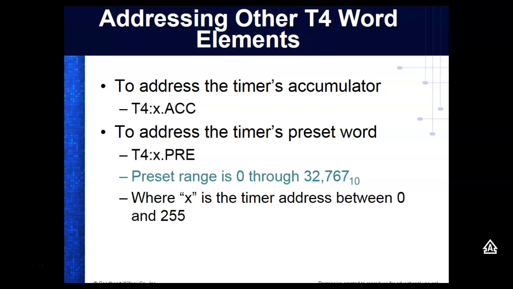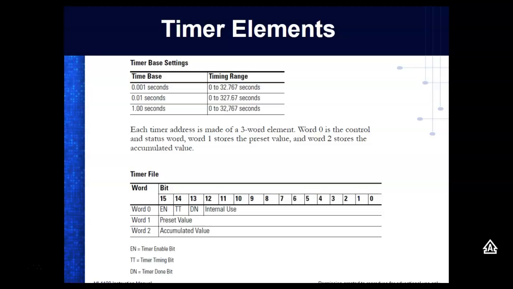To address the timer's accumulator would be T4, then the timer number, where X is the timer address between 0 and 255. If I want to address the preset register, or the preset word, excuse me, I'm getting into the book. The books call these registers, but they're words. We would use T4:X.PRE, where X is the timer address between 0 and 255. This actually came out of the RSLogix 500 MicroLogix 1100 manual. And so these are the words.